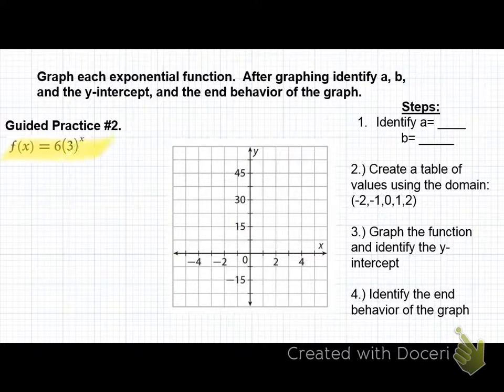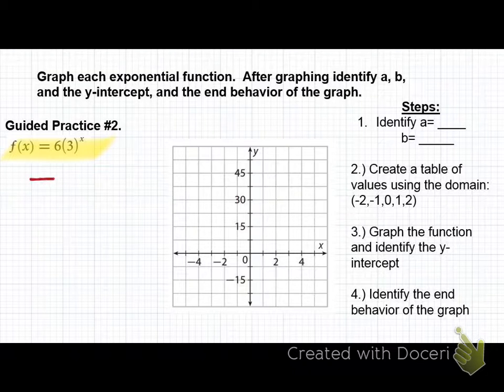Here we go. Okay, so you're all working on this. I'm going to pause the video here. I need you to work this out. F of x is equal to 6 times 3 to the x power, and you're going to graph this. And you can get some help with your groups. Okay, go.